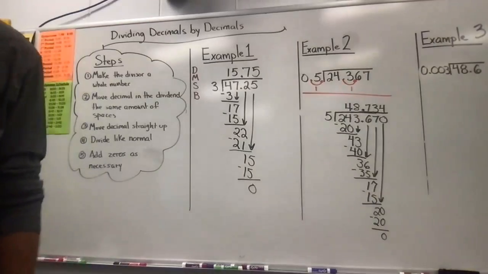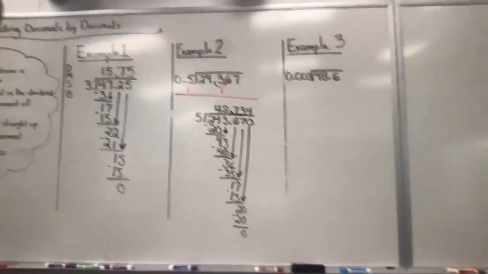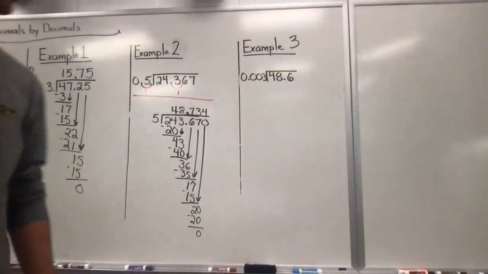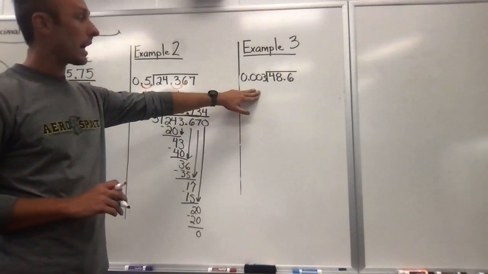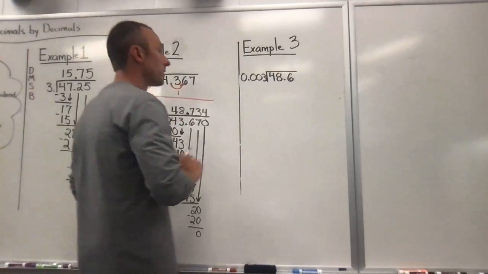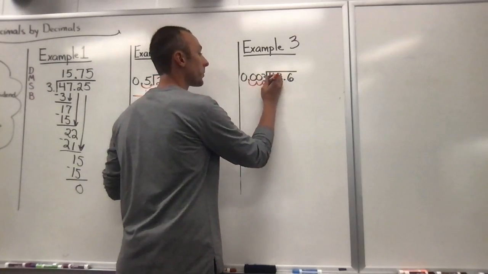All right, one last problem for today. I have 48 and 6 tenths divided by 3 thousandths. I need to make this outside number a whole number. I do that by moving the decimal to the right. I need to move it to the right 1, 2, 3 times.